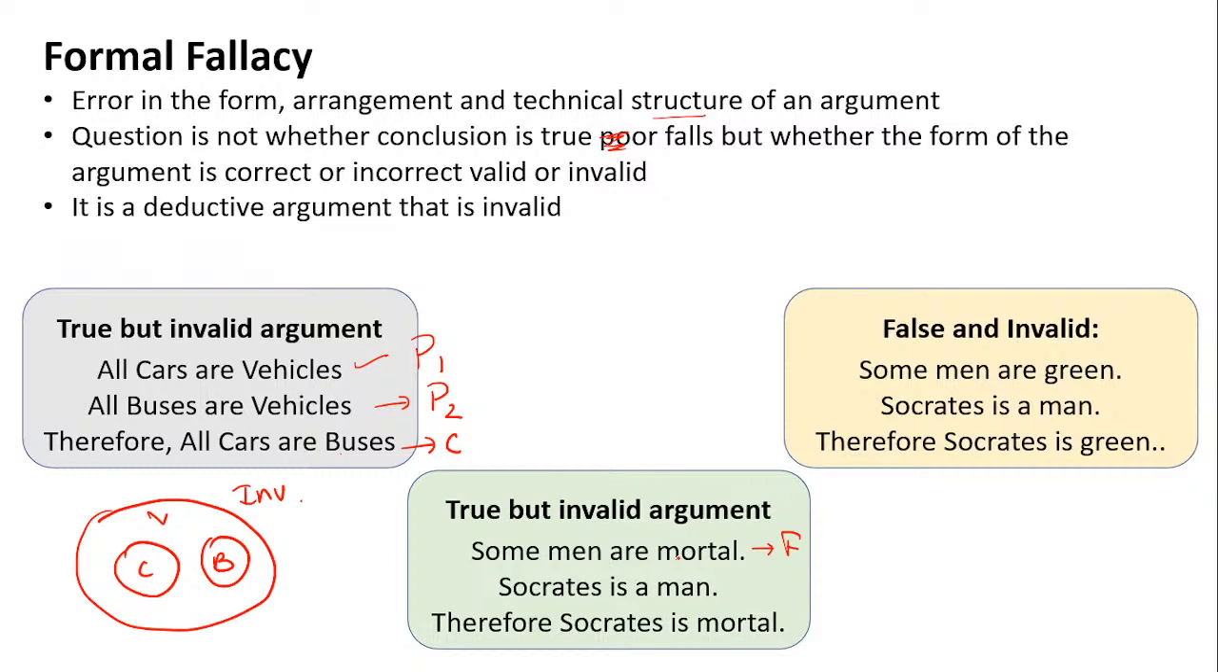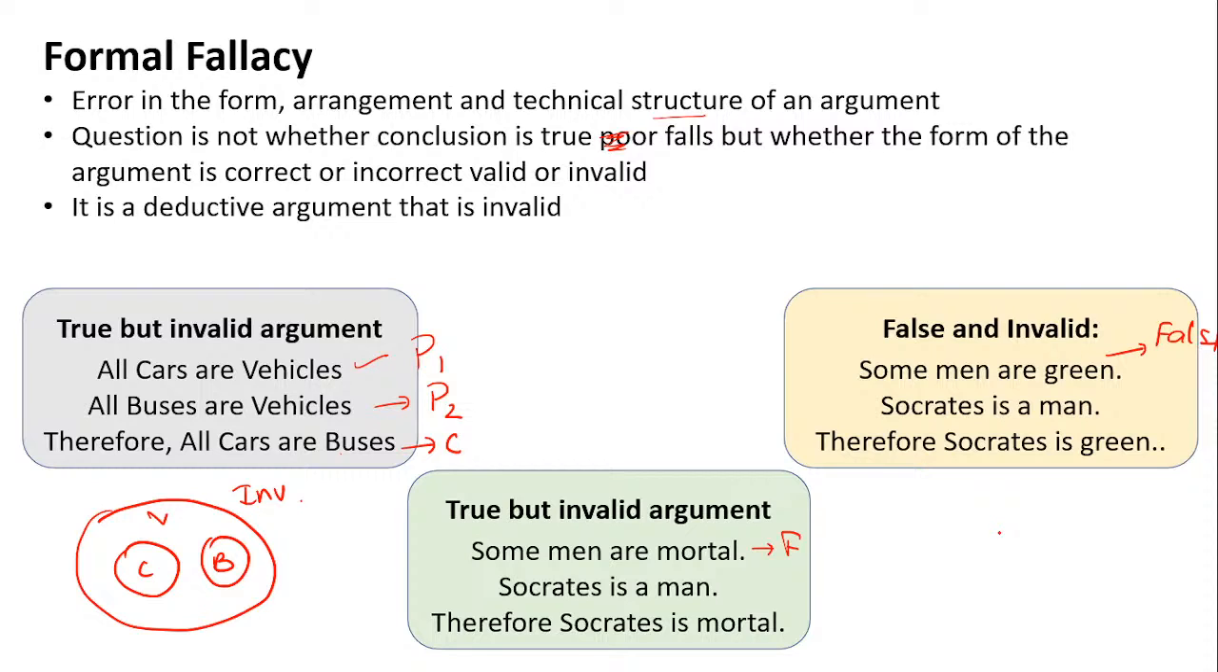Also, look at this statement: some men are green, Socrates is a man, therefore Socrates is green. Some men are green is a false premise. Have you ever seen somebody who is green in color? No. Now, if I draw the diagram for this, I'm saying some men are green. Okay, some men.